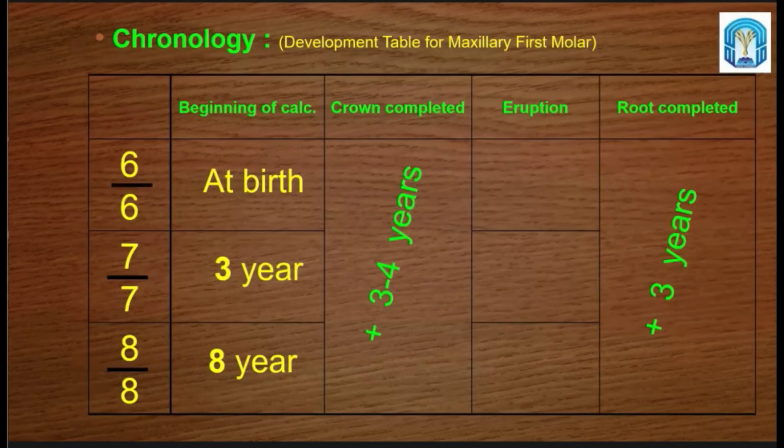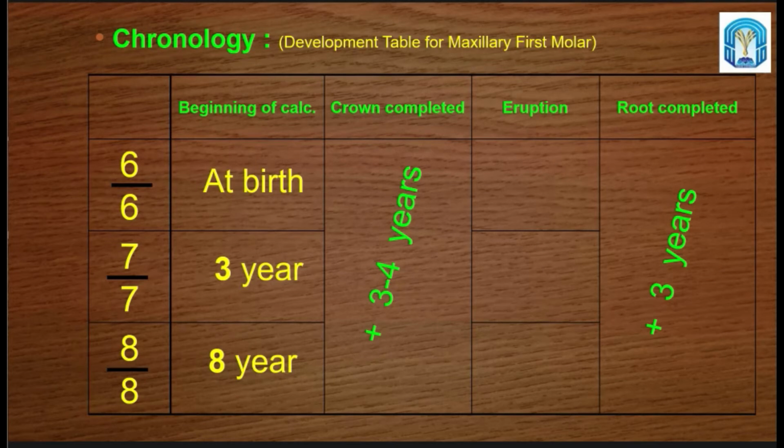Chronology. The chronology we told you before, not only of the maxillary molar but of all the molars. Upper 6 and lower 6 begin calcification at birth. Upper 7 and lower 7 begin at the age of 3 years, and upper 8 and lower 8 at the age of 8 years. Then crown completion takes about 3 to 4 years.